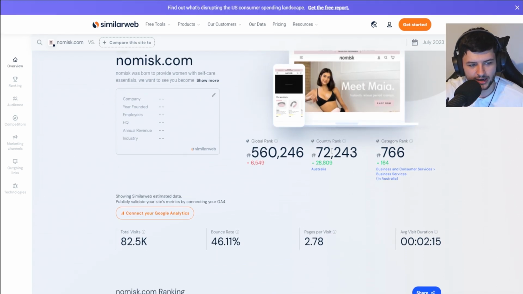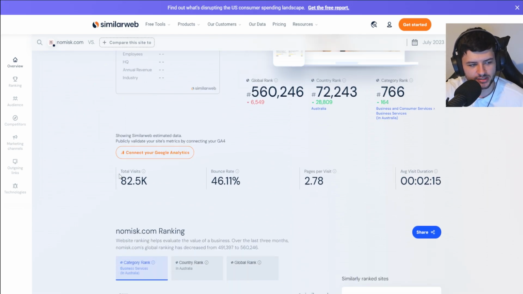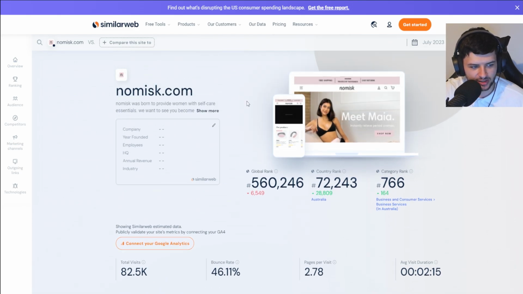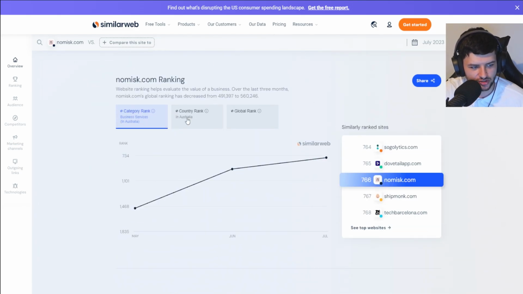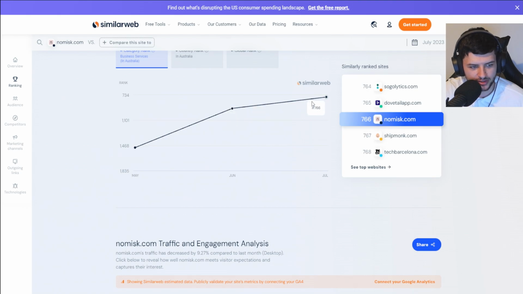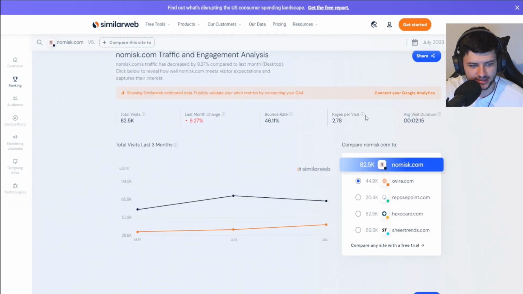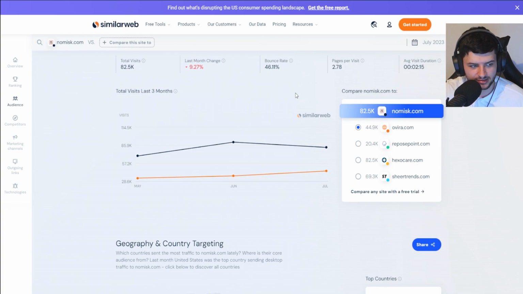So we can see the global ranking, the country rank, and the category rank. We can have a look at the total visits per month of this brand, the bounce rate, pages per visit, basically all of this metric data about the visitors and traffic. And we can look at why this brand's popular, how much search traffic it's getting through its organic and commercial ads, and we can use this to analyze our competitors.